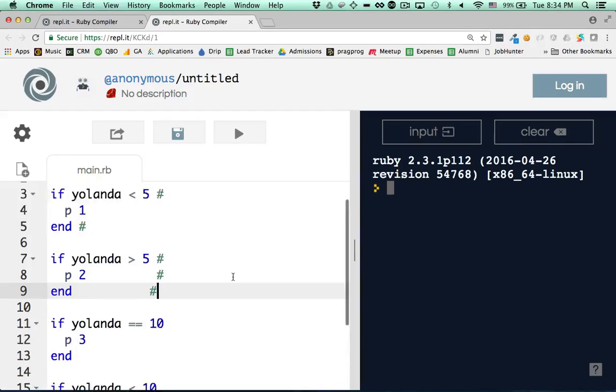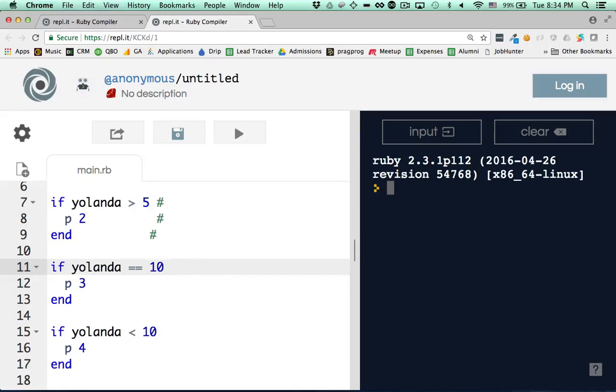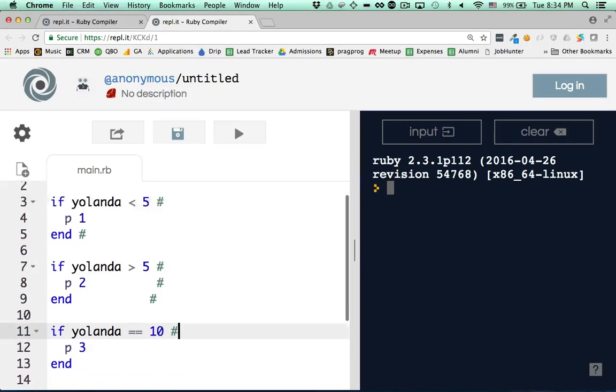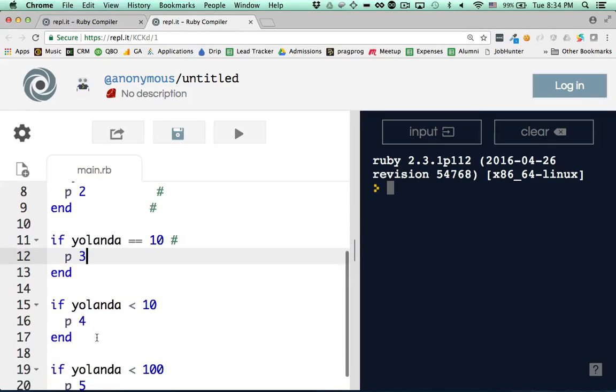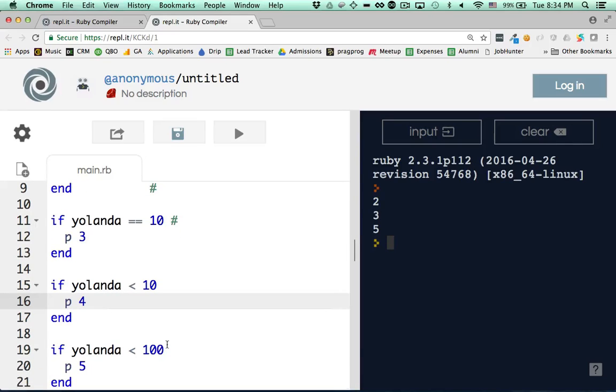Okay, here's the key question. If Yolanda is 10, will this line, line 12, will that run? Should we vote? Who thinks yes? Who thinks no? So the answer is yes. It runs the 4. And similarly, if Yolanda is less than 100, which it is, it prints 5.